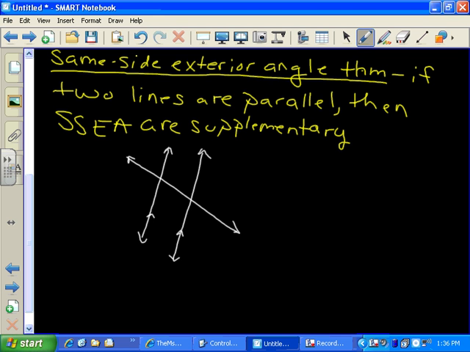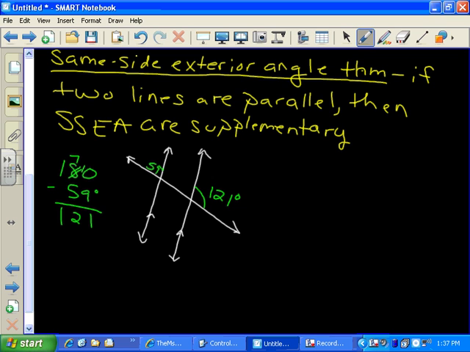So if I'm looking at same side exterior, this one up here may be 59 degrees. Well, it's same side, so in this case, like the top of that transversal. Exterior, so on the outside, look at this angle over here. I'm going to take 180 degrees minus 59 degrees because they're supplementary. And I in fact get, let's do this on the calculator, 121 degrees.